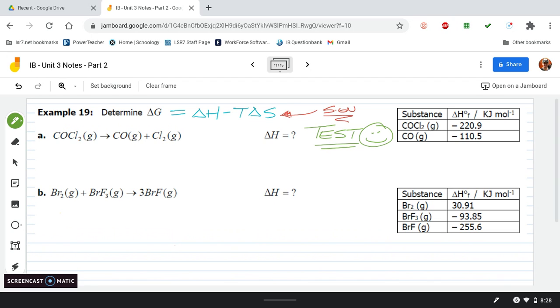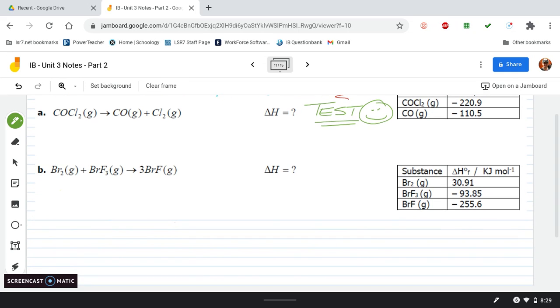So on delta H, we know that delta H can be determined by taking our products minus our reactants, and we have a table. So let's go ahead and go through this. The product is right here. Now this one is balanced at 1 to 3, so I would do 3 times the BrF value. And the BrF value is here.